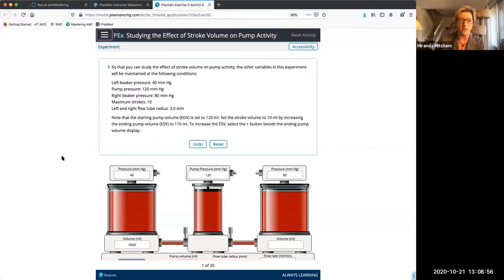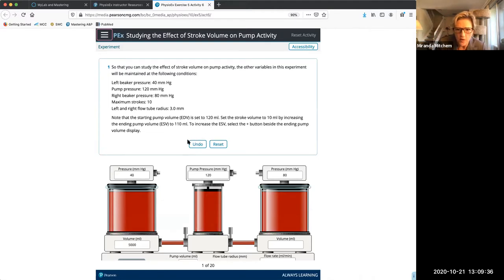All right, let's get back to the last activity that we're going to do for lab 8. This is activity 6. We've got 3 different beakers, and you notice that they're not all the same diameter. Our left beaker has a pressure of 40 millimeters. We've got a pump pressure of 120, and our right one is 80 millimeters. We've got a maximum of 10 strokes set, and the radius between the left and right flow is 3 millimeters.